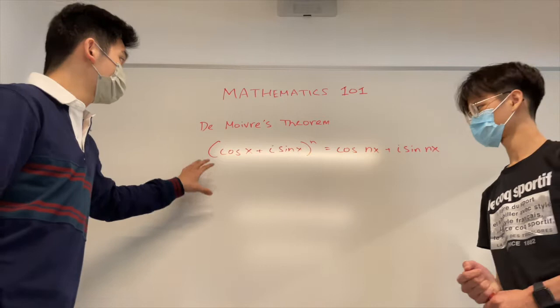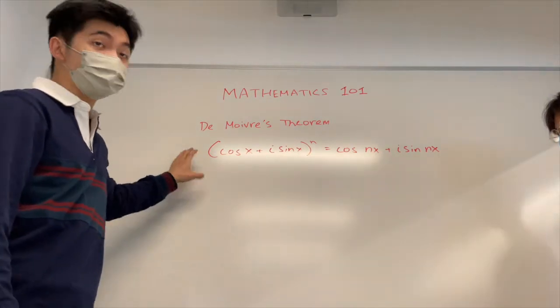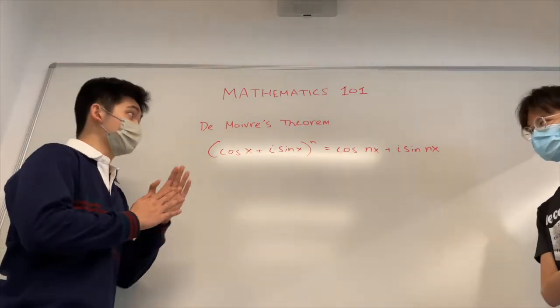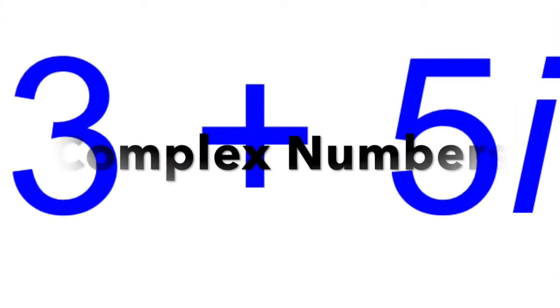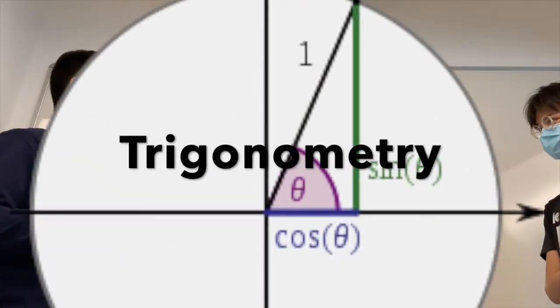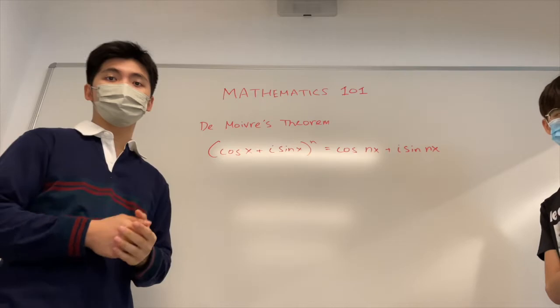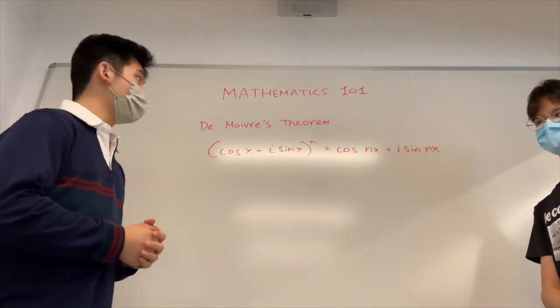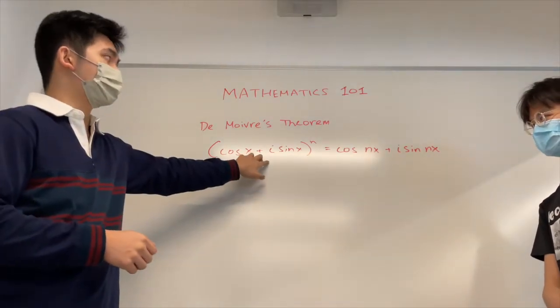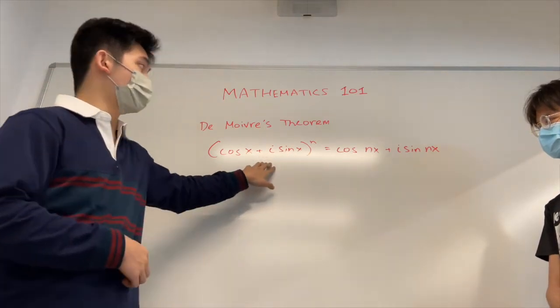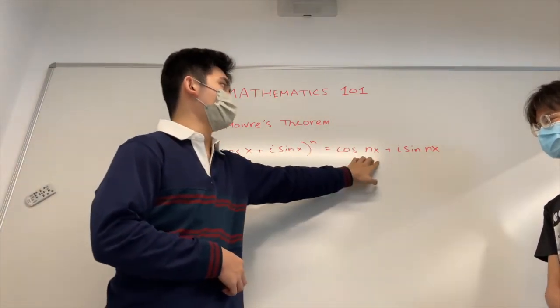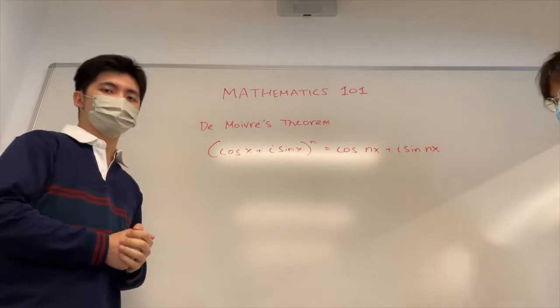Okay, so this formula right here, de Moivre's theorem, is very important because it helps us connect complex numbers like i and trigonometry, like in an Argand diagram. So later in this video, we're going to show you how to equate the left-hand side of this formula to the right-hand side using proof by induction.